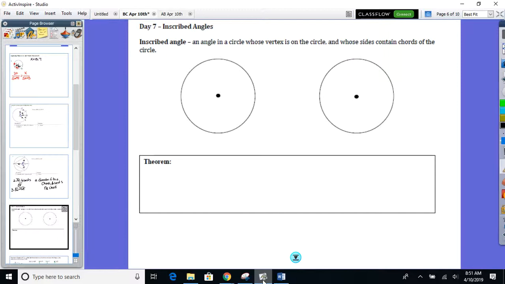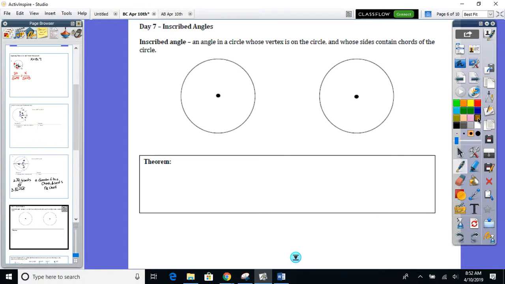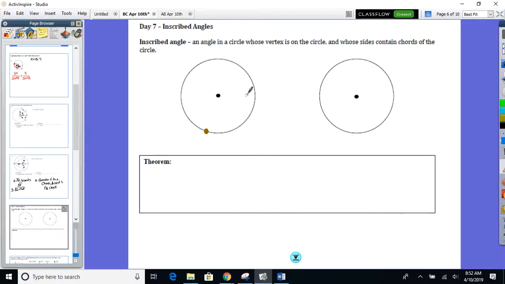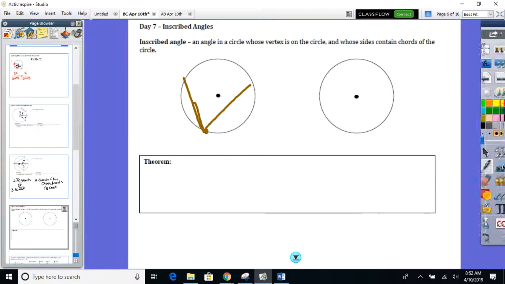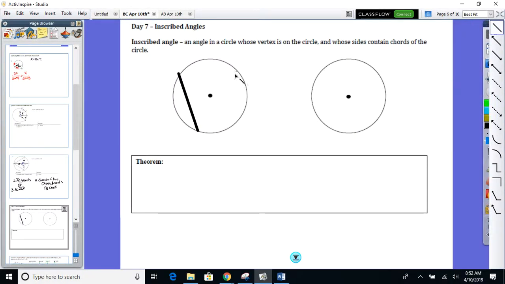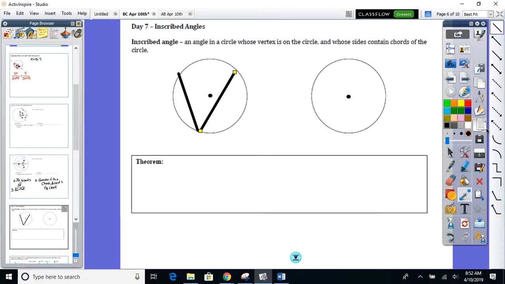So everyone put a point on the circle for me, please. On the circumference of the circle. And I want the two rays of your angle to be chords. So you shouldn't stop here and draw the other one here. Make the 2 sides of your angle chords. This is now an inscribed angle, where the vertex is on the circle and the two sides are chords.